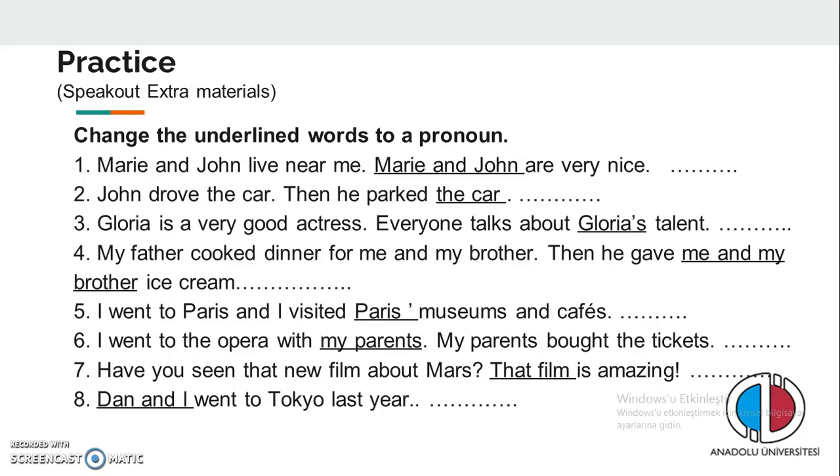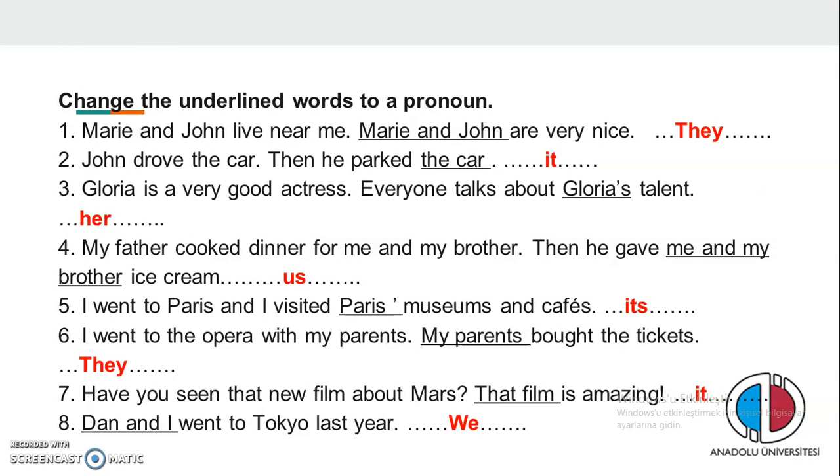Second one, John drove the car, then he parked the car. The car is underlined here, and if you pay attention, this is the object of this sentence. So it is, then he parked it. We can use it like this. 3. Gloria is a very good actress. Everyone talks about Gloria's talent. If you look at this exercise, Gloria's, if you see this S here, it means that this is a possessive adjective. So we're going to use a possessive adjective for Gloria, and this is her talent, we should say. Here you can find the answers of this exercise.